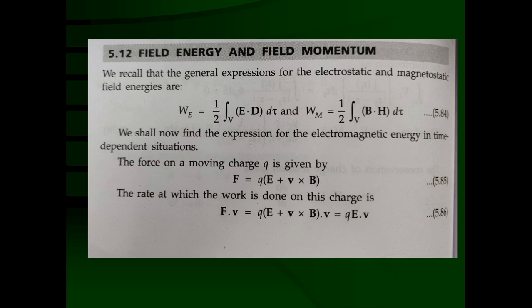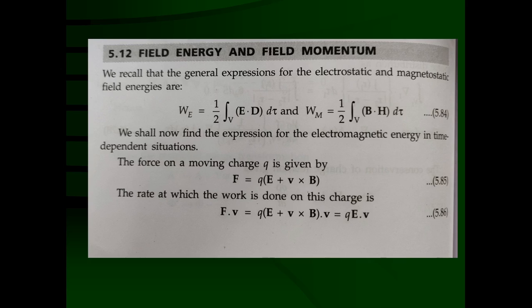Now we are interested in finding the electromagnetic energy. Electromagnetic energy means that both the electric field and magnetic field exist together simultaneously, and moreover they are time dependent. That means the electric and magnetic fields are a function of the position vector r as well as the time coordinate t also. Then what is the expression for the total electromagnetic field energy that we are going to develop here. So we are starting with the force exerted on a charge q.